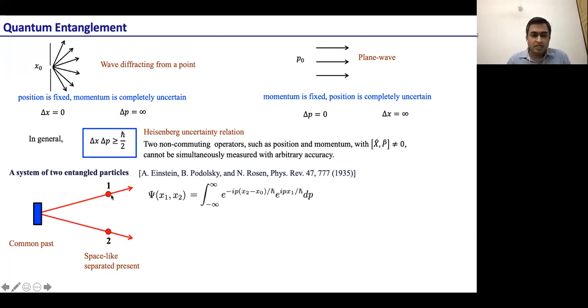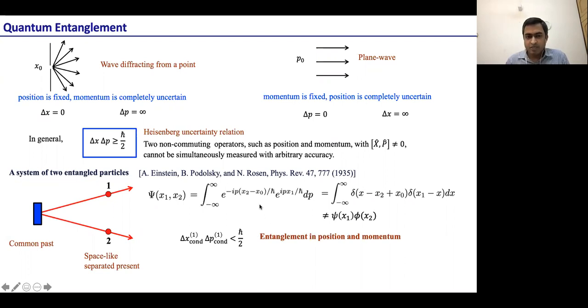So they considered a system of two particles, and they considered this particular wave function for the system of two particles. This wave function is, let's say, in the position basis. Again, we don't need to go through that. The wave function of the particle, you can write in the momentum basis or in the position basis. And of course, this wave function cannot be factored as the wave function of the first particle times the wave function of the second particle.